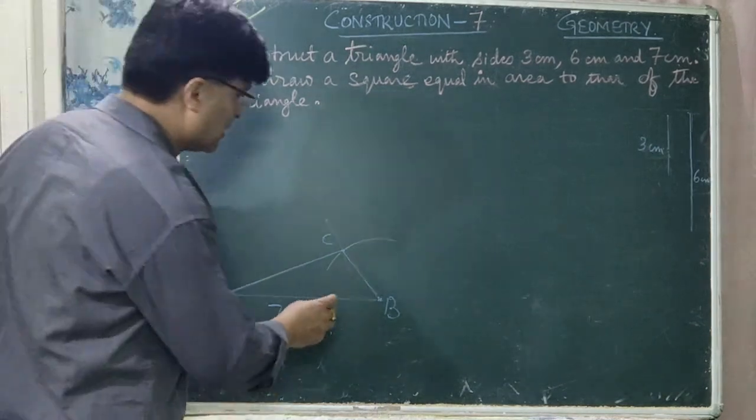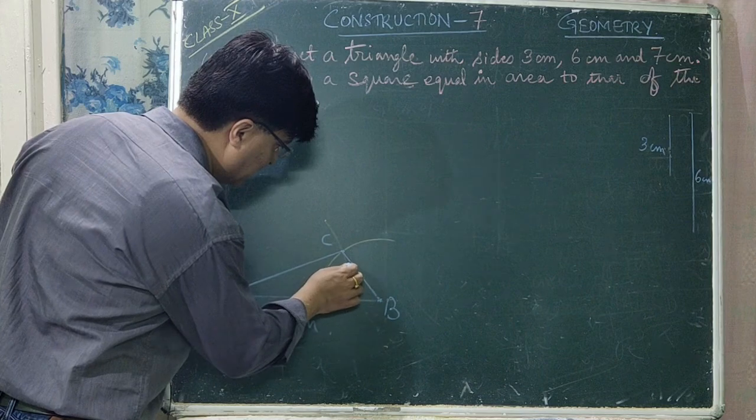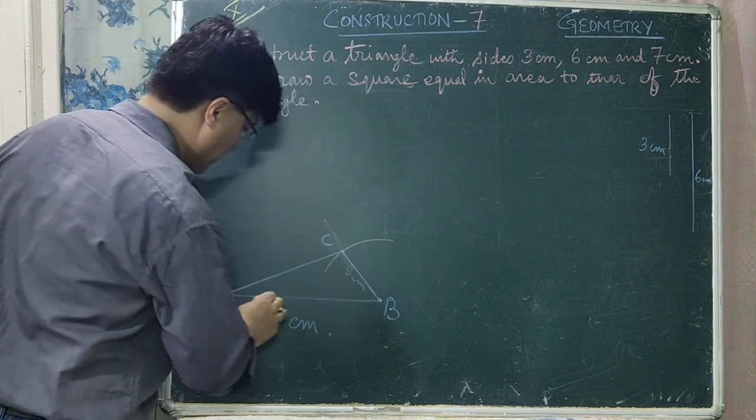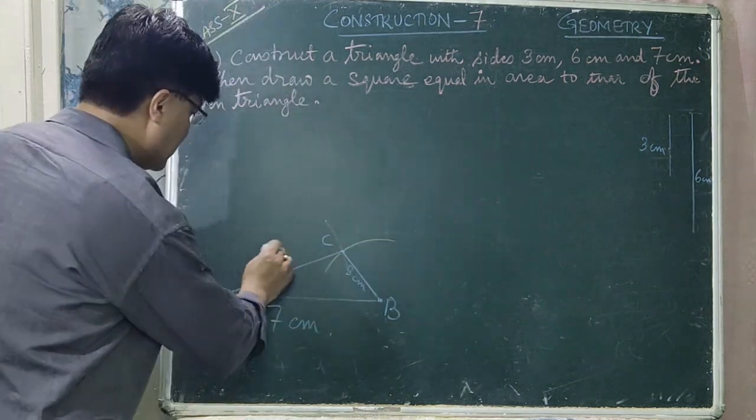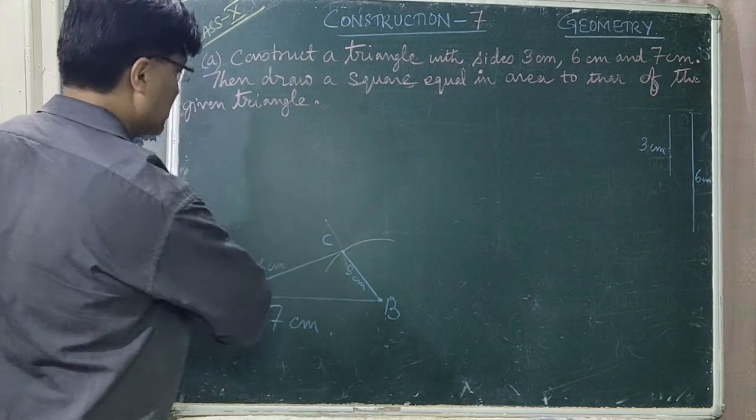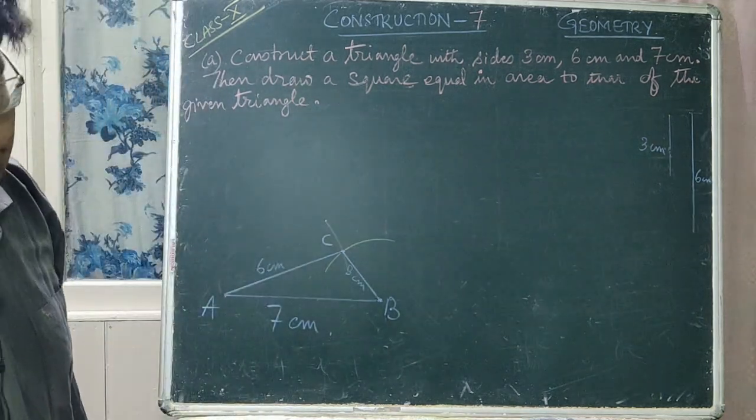So BC is of length 3 centimeter, and this AC is of length 6 centimeter. So I think you have understood it.